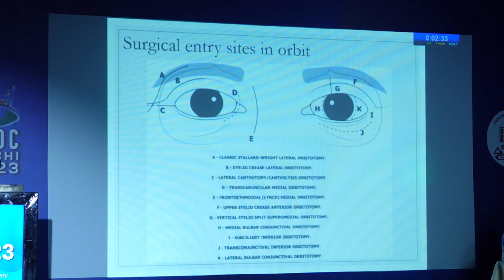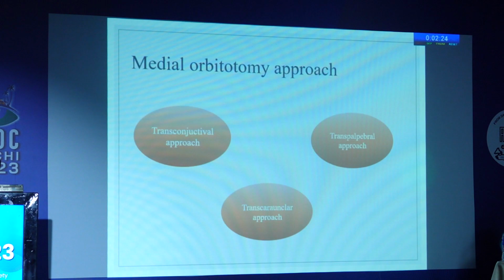A shows the classic stellar right lateral orbitotomy. B shows the eyelid crease lateral orbitotomy approach. We will discuss in short the medial orbitotomy approach, which includes transconjunctival, transpalpebral and transcaruncular approaches.